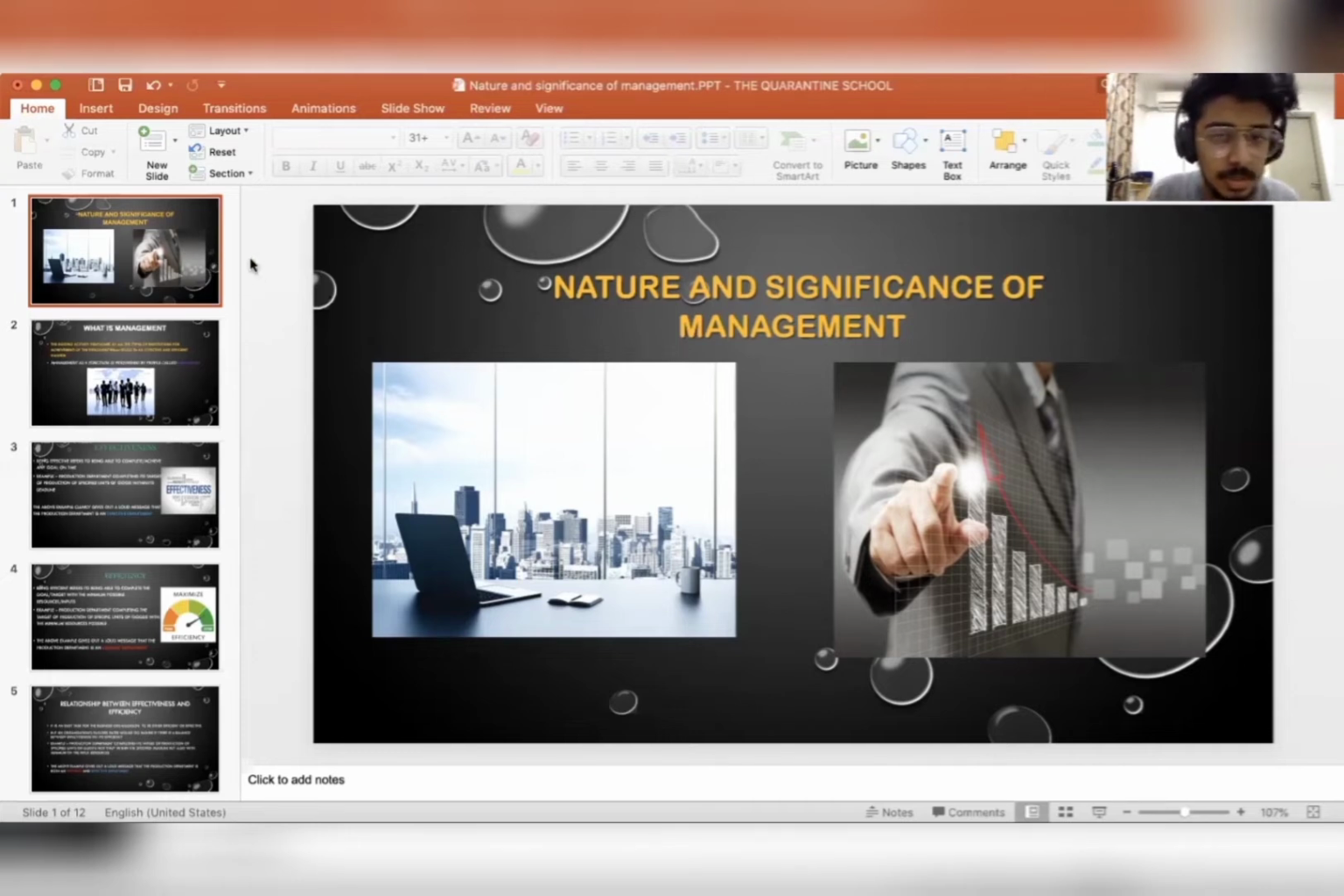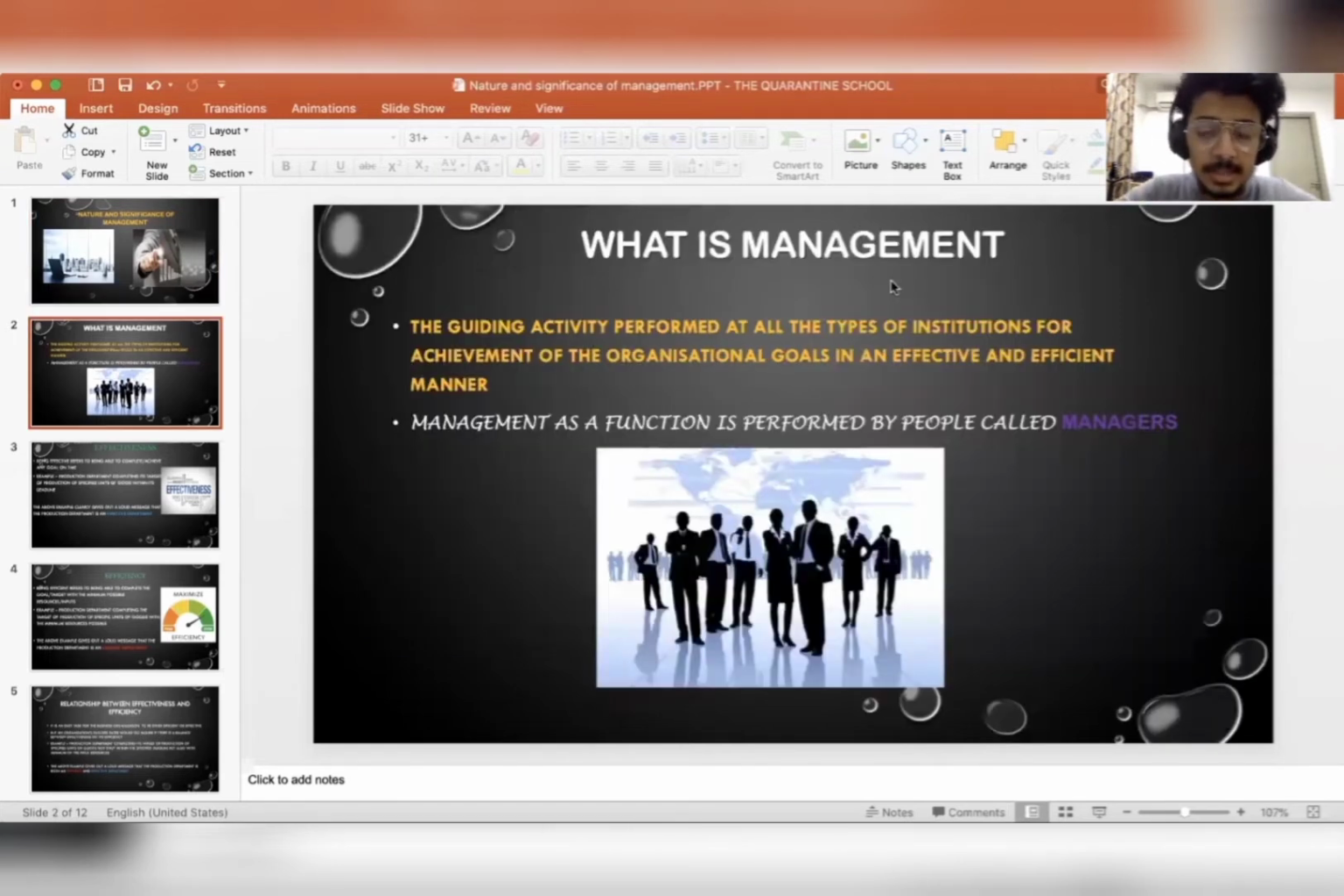Okay. So the very first slide, nature and significance of management. Now, what is management? The guiding activity performed at all the type of institutions for achievement of the organizational goals in an effective and efficient manner. So, let us break this thing. The guiding activity, this means that management is totally a guiding activity. It is performed at all the types of institutions or organizations, be it a trading organization, be it a consulting organization. Everywhere, management has to take place in order to help the organization achieve its respective goal. I hope this is clear to you.